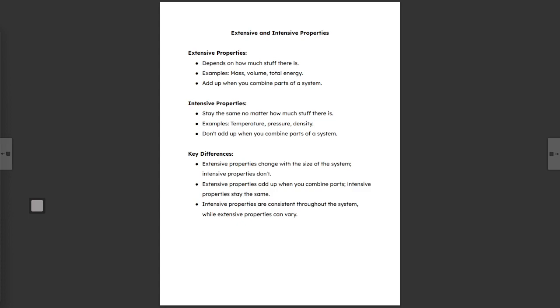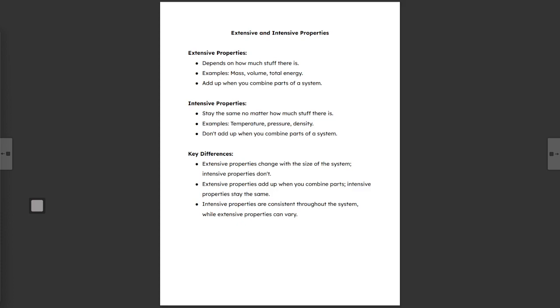So extensive depends on how much stuff there is. For example, mass and volume. They add up when you combine parts of a system. For example, if you have two aluminum cubes differing in size, they will differ in mass. There's more, so let's say there's one 3 by 3 feet. That one's going to have a much greater mass than one that's like 1 by 1 inch.